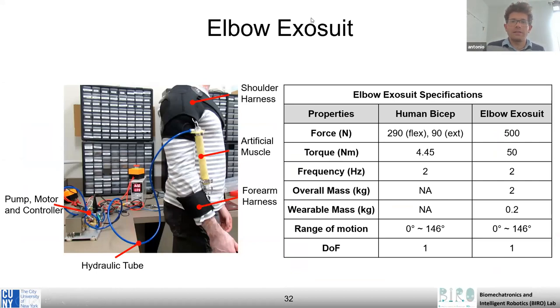And for instance, in our lab, some colleagues of yours developed an elbow exosuit with some specifications that make it very similar to the human bicep. It can be used for some rehabilitation tasks or for prevention of musculoskeletal disease.